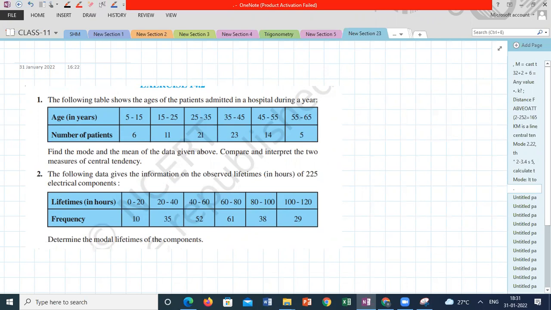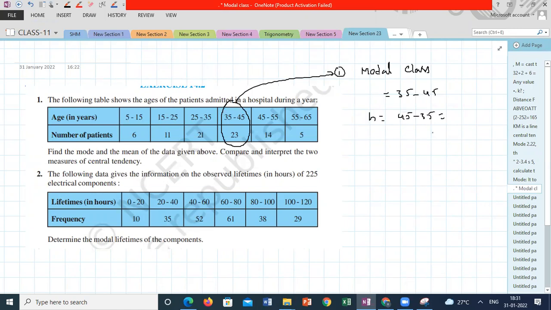If I'm taking the first question, which is having a modal class in the first question. What is the modal class in the first question? Students, which is the modal class in the first question? 35 to 45 is the modal class. So 35 to 45. What is the H value? 10, correct? 45 minus 35.